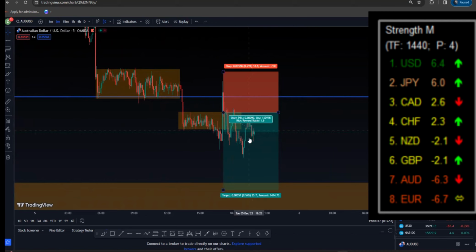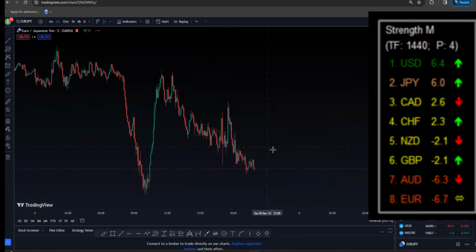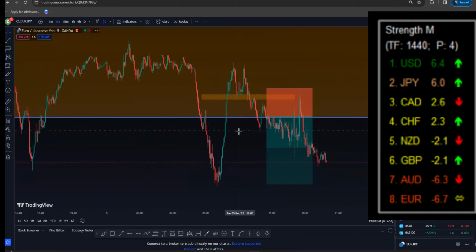We are still looking for a trade that is going to shift to the downside. So let's move on to this one. This one is still running in profit. Euro JPY, same thing here.